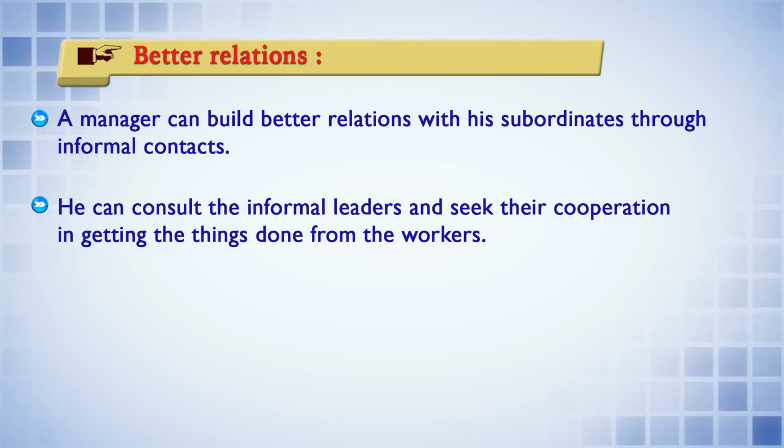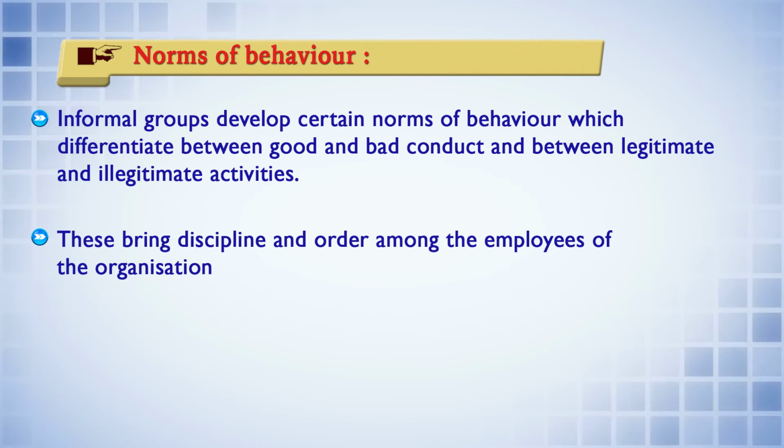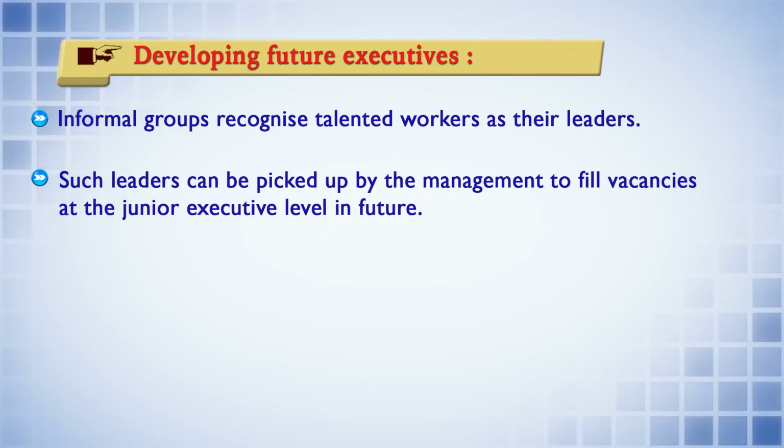Next, better relationship. It may also help in the creation of better relationships because you are interacting continuously with the other members. Next is norms of behavior, because they develop their own behavior, and good and bad conduct is also there, but there is no formal prescribed way of good or bad. They develop their own norms. Next, developing future executives. Sometimes the leaders of the informal groups are aware of all the workings of the organization. Therefore, management may also employ them as executives, because they know that they are very good in their work.